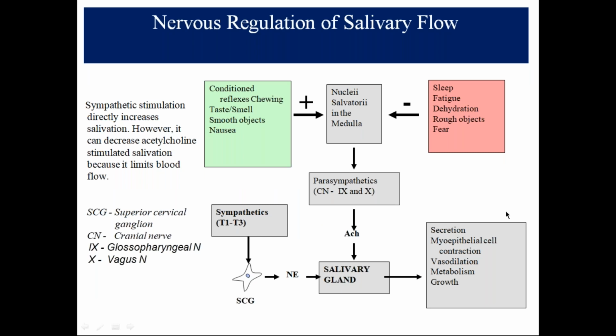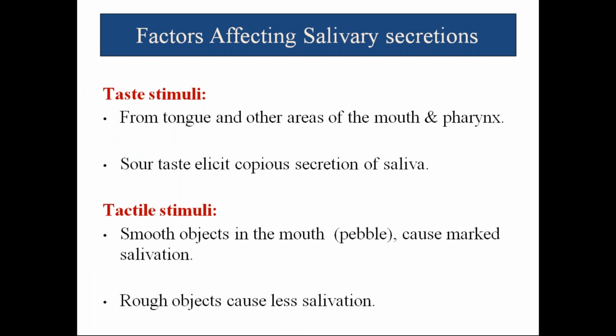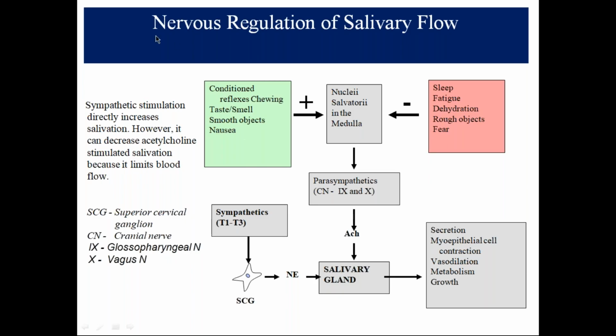Again, just an overview of how these factors are acting. So this is a complete flow chart. Salivatory nucleus in the medulla. It's just what was shown in the previous slide. Sympathetic stimulation directly increases salivation.